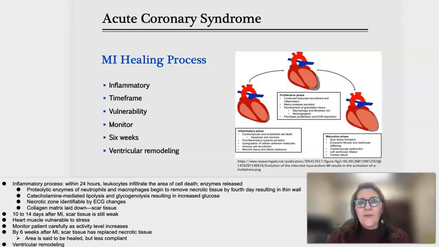10 to 14 days after the MI, the scar tissue is still weak. The heart muscle is vulnerable to stress. You need to monitor the patient carefully as their activity level increases. And by 6 weeks after MI, the scar tissue has replaced the necrotic tissue and it's said to be healed, but less compliant.